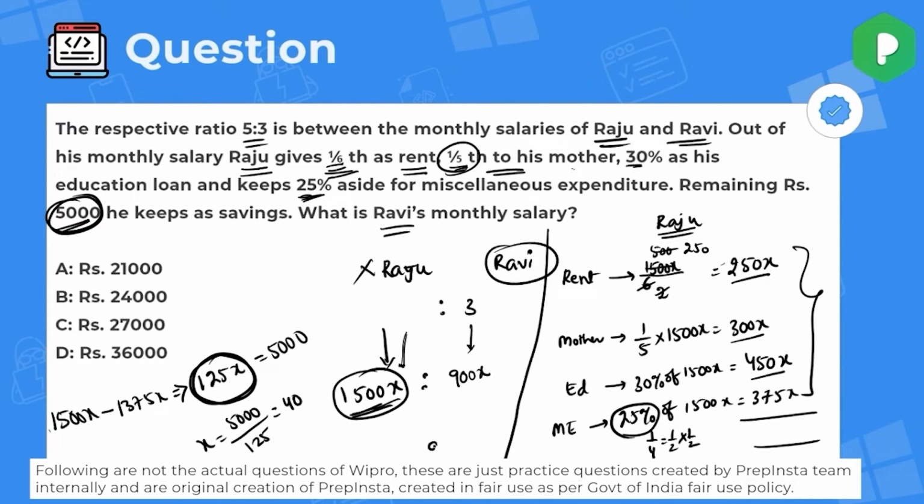Ravi is 900x and the x value is 40. So 900 into 40 is your answer. So 4 9s are 36. 36 is option D. Is it right? You just need to go through the theoretical part and convert them into statements. It will give you the easy answers.